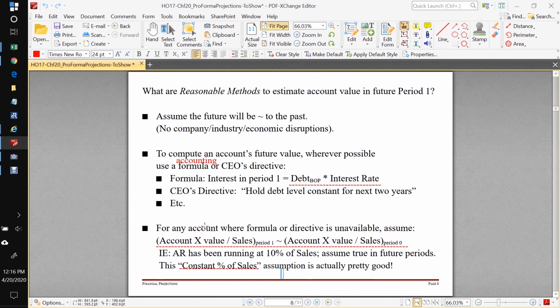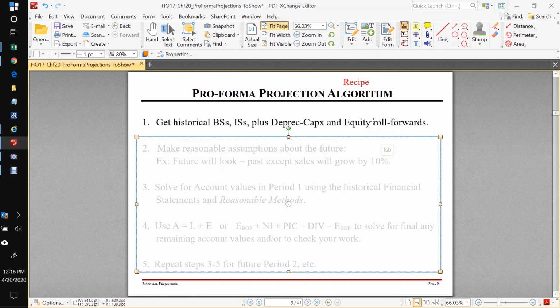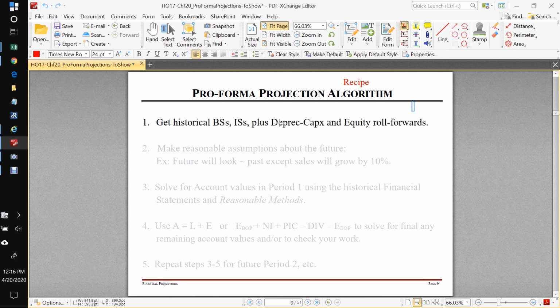Okay, so these are our reasonable methods. No big disruptions. The future sort of looks like the past. Wherever we have an accounting formula or a company directive, we'll use that to project forward. And wherever we don't, we're going to use this constant percent of sales assumption. So with that in our pocket, here's our little algorithm, which, as you know, is just a fancy word for recipe, for projecting forward.